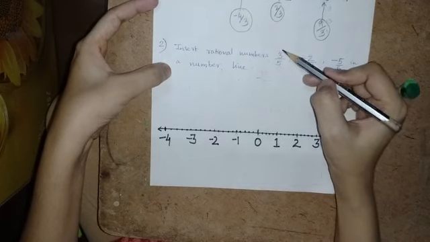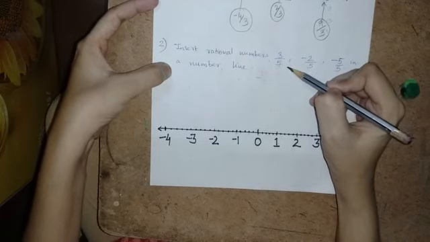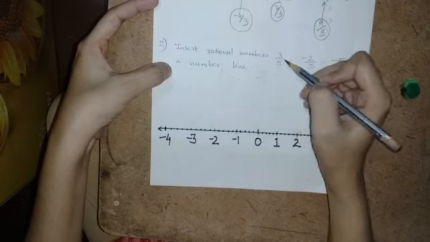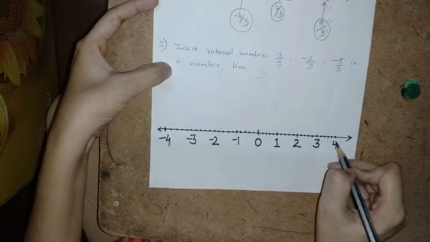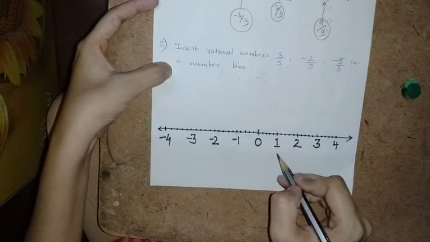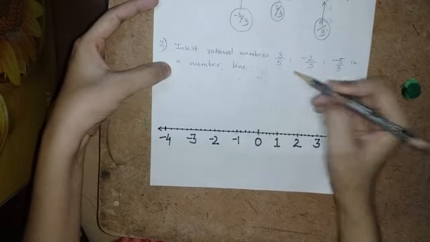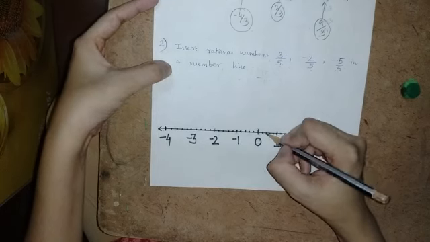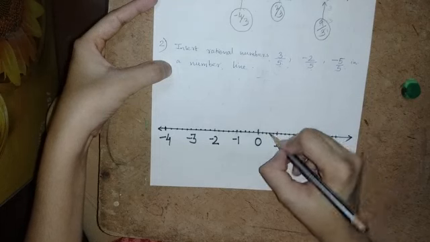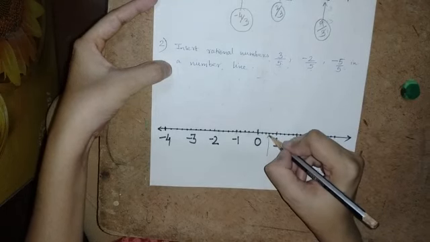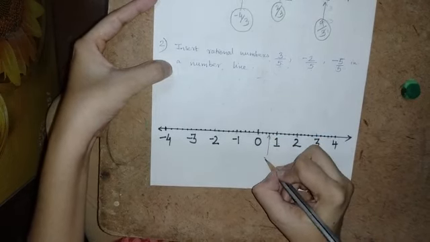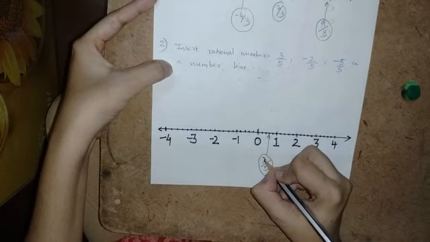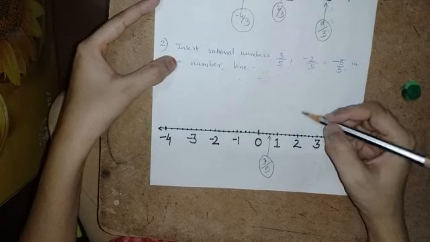Now you have to insert the number 3 by 5. Where will it come? As the numerator is positive, it goes to the positive side of the number line. Now where exactly will 3 by 5 be inserted? So the first one is what? 1 by 5. The second dot will be 2 by 5. The third dot will be 3 by 5. 3 by 5.